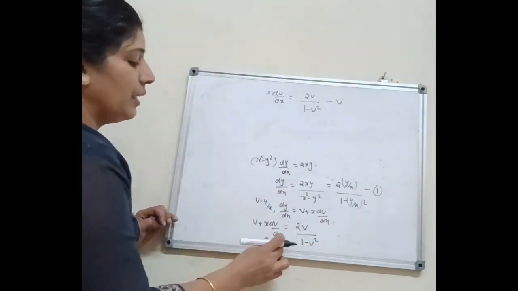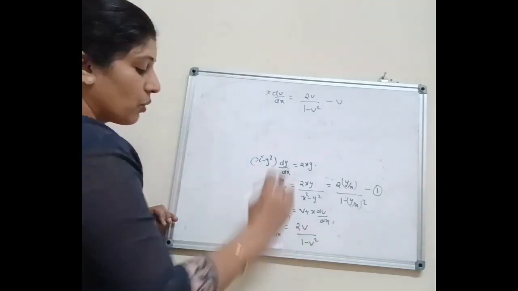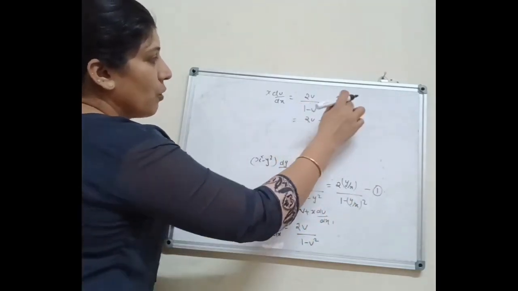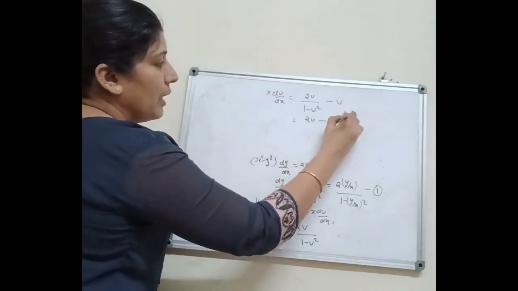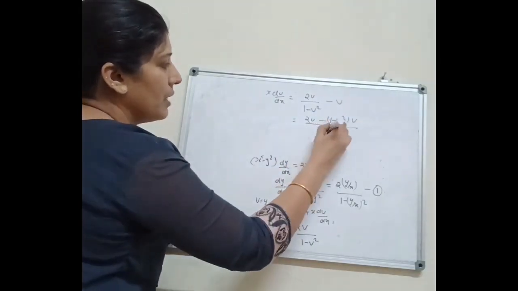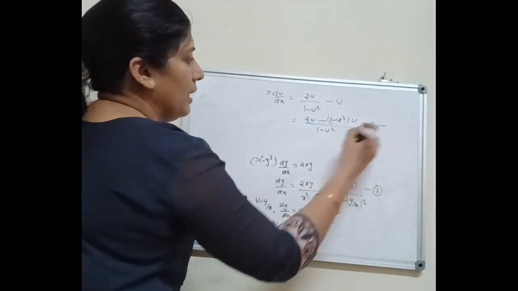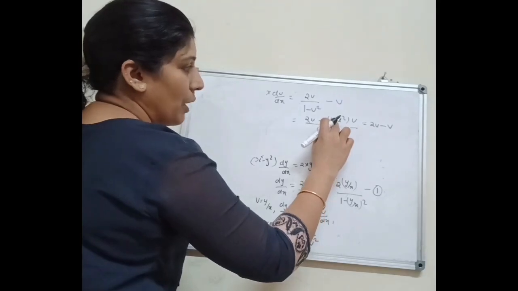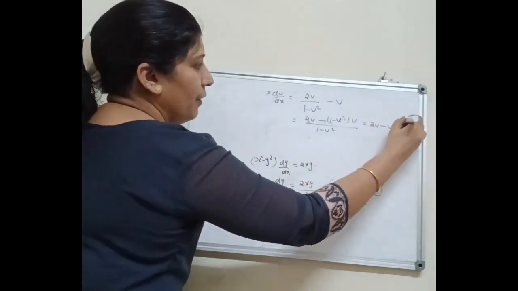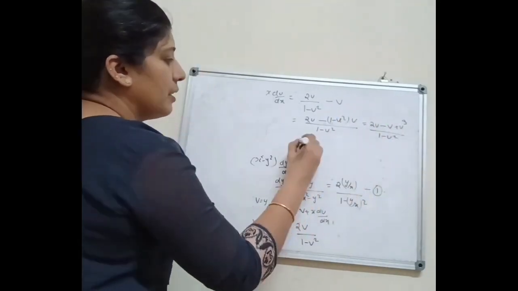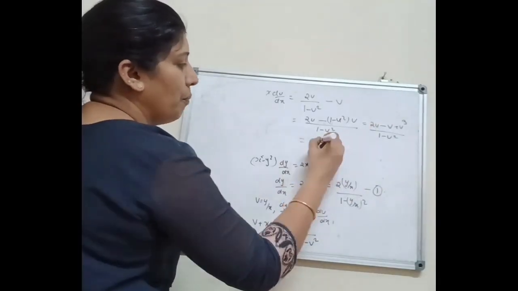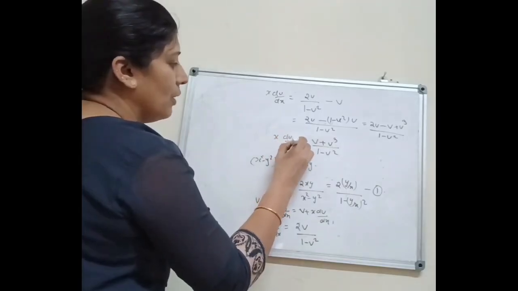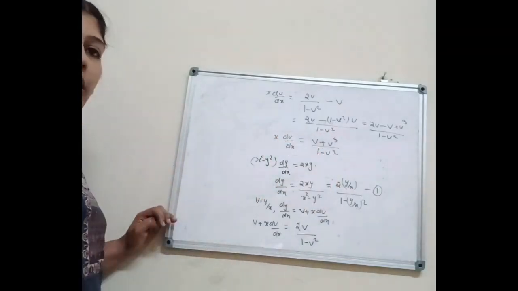Therefore, x dv/dx = 2v/(1 − v²) − v, that is, [2v − (1 − v²)v]/(1 − v²). That is, [2v − v + v³]/(1 − v²), which is (v + v³)/(1 − v²). So x dv/dx = (v + v³)/(1 − v²).